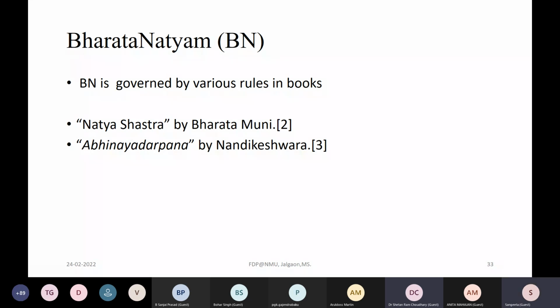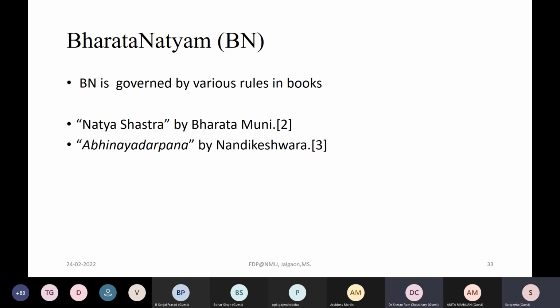So to understand this question, I said, first, let me read the rule books of Bharatanatyam. When I read the Natya Shastra and Abhinaya Darpana, although I had been practicing dance from childhood, I had not read these. I was quite surprised to know there is no mention of how to dance in these books. None of these books were telling how to dance.